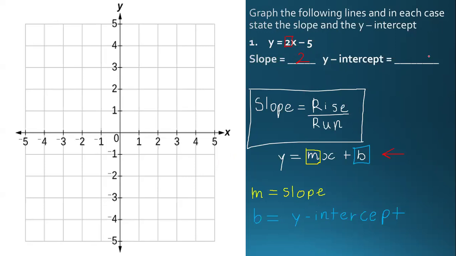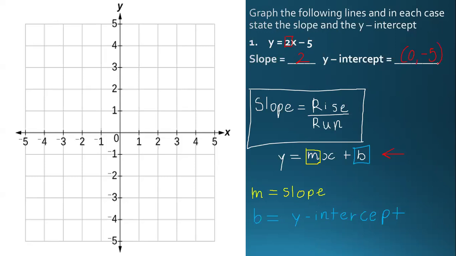So just by looking at the formula, you can find the slope and the y-intercept. The y-intercept is the value of y when x is 0. So we're going to put x is 0, so it's going to be 0, comma, -5.